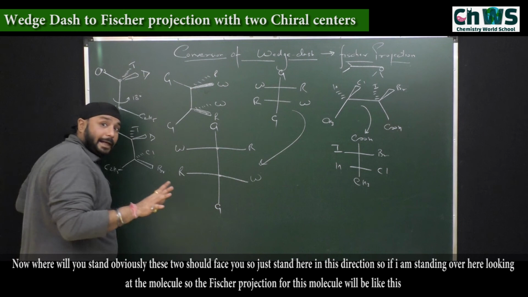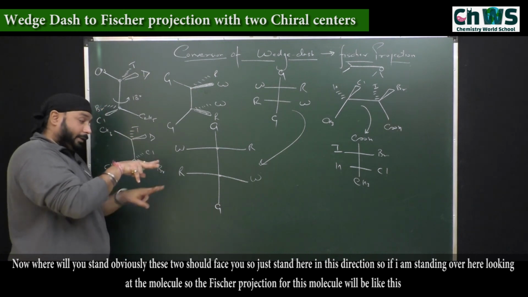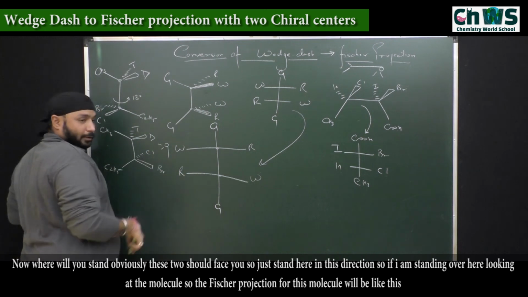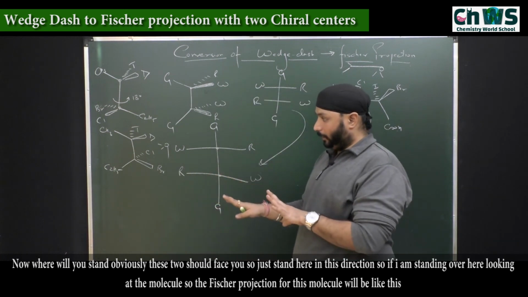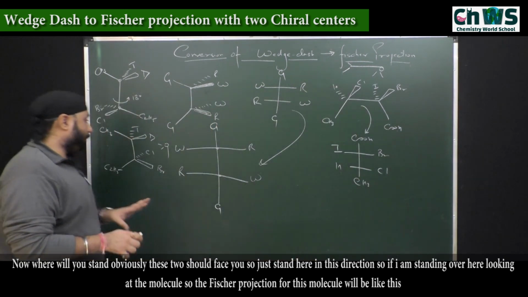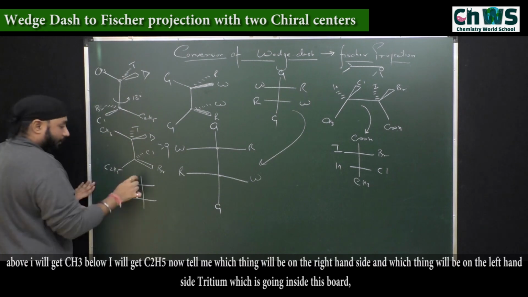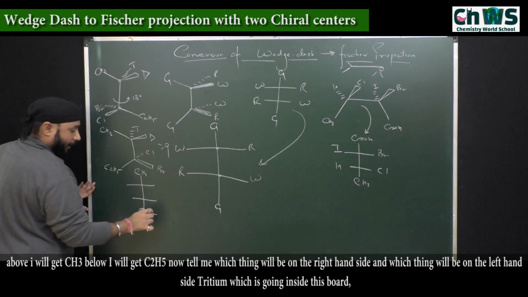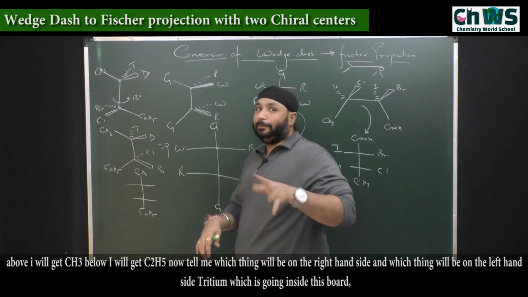Now where will you stand? Obviously these two should face towards you here. We'll just stand in this direction. If I am standing over here looking at the molecule, the Fischer projection for this molecule will be like this. See, above I'll get CH3, below I'll get C2H5, right? Now just tell me which thing will be on the right hand side and which thing will be on the left hand side.